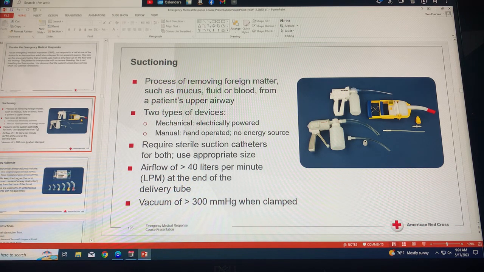So here we go again on the slides. This is the process of removing foreign matter, such as mucus, fluid, or blood from a patient's airway. You have two types of suctioning devices: a mechanical device, which is electrically powered, and a manual device that's hand operated, with no energy source. Both require sterile suction catheters. Use the appropriate size. Airflow of 40 liters per minute at the end of the delivery tube, and then a vacuum of 300 when clamped.